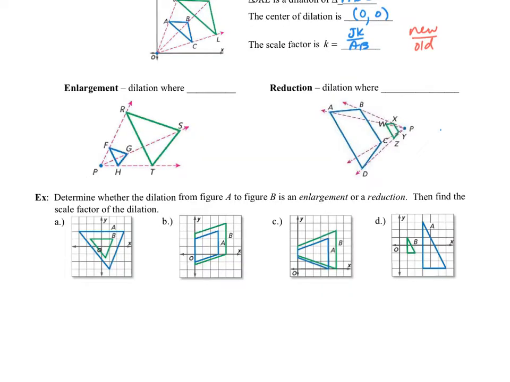Now when we have a dilation, we call it an enlargement anytime we have a scale factor that's greater than 1. So for example, in this dilation right here, let's call this blue triangle the smaller triangle. Let's go ahead and label that as the pre-image.